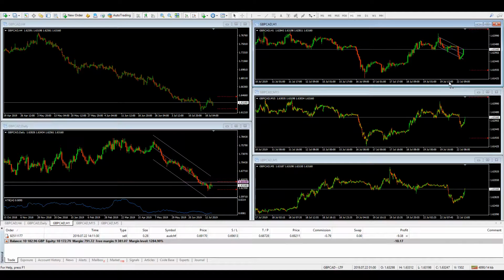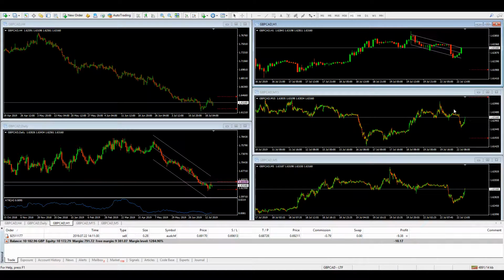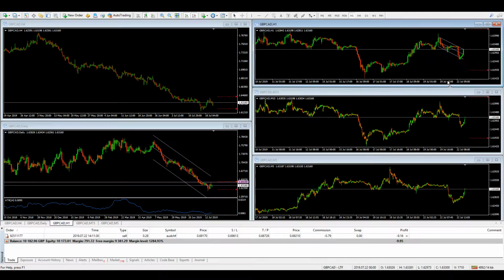But this here, I may just wait for the hour to close just to see how this candle forms. And if I do take the position, I will update you in a later video or tomorrow's video. But yeah, that's it for today.